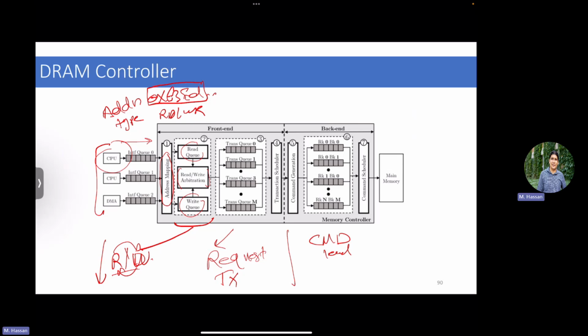Then after I schedule reads versus writes, I do another selection. If multiple CPUs are sending you multiple reads, which one do I pick? So you do what we call transaction scheduler or request arbitration, where you pick from that CPU or that CPU.